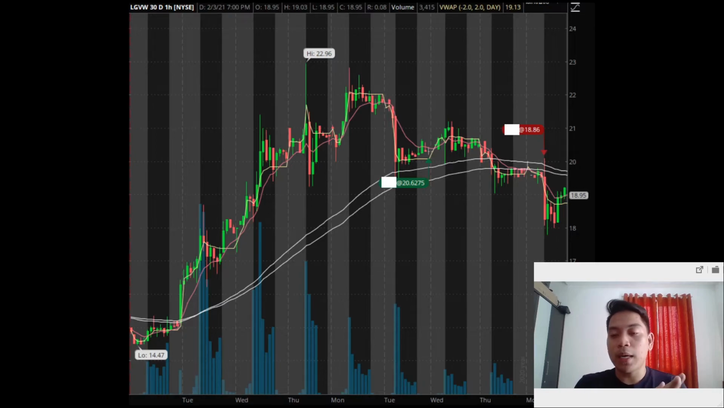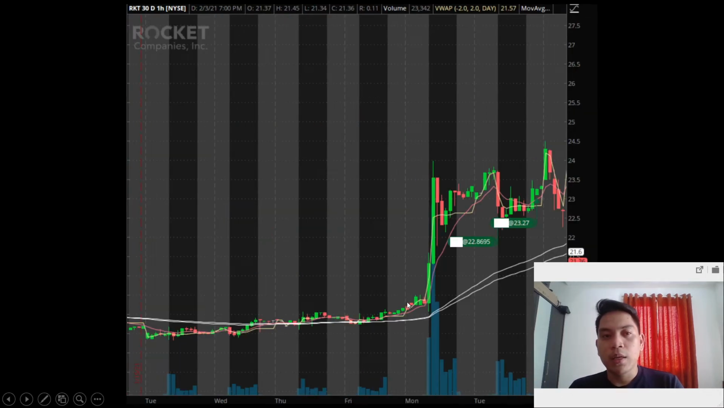Now, we go back to those 3 trades. The first one, LGVW, I got stopped out since my trade thesis was wrong, but I only lost about 1/3 of my full risk. So I entered at 20.6 and got stopped out at 18.86 when it didn't go as I planned.